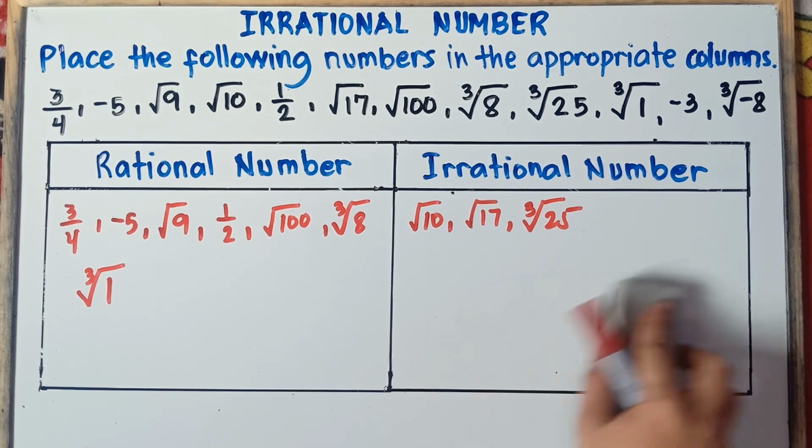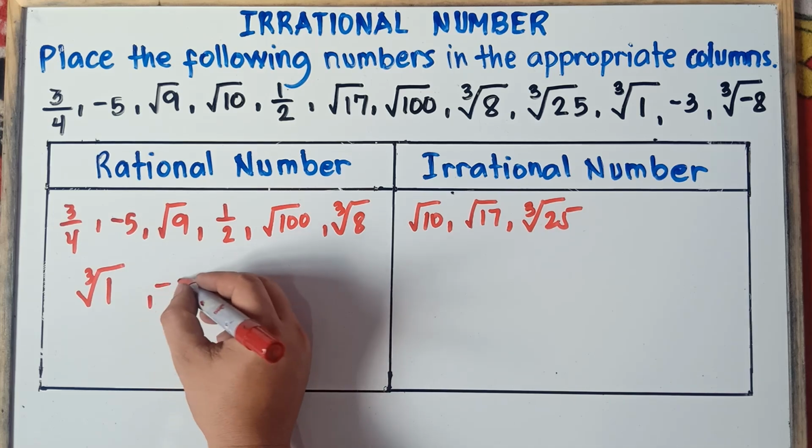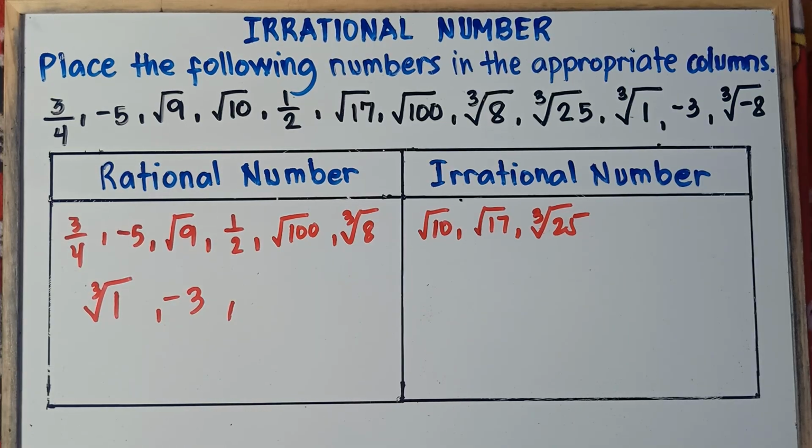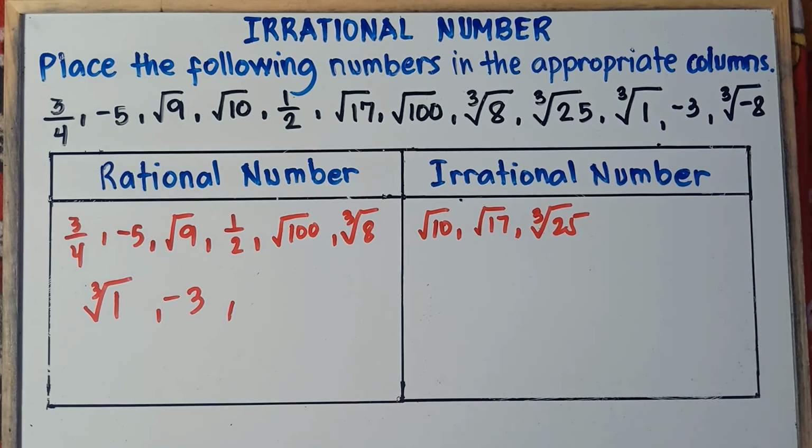How about negative 3? Is negative 3 rational or irrational? That's correct. Integer, it is a rational number. Alright, so last example, cube root of negative 8. Is it a rational number or irrational number?